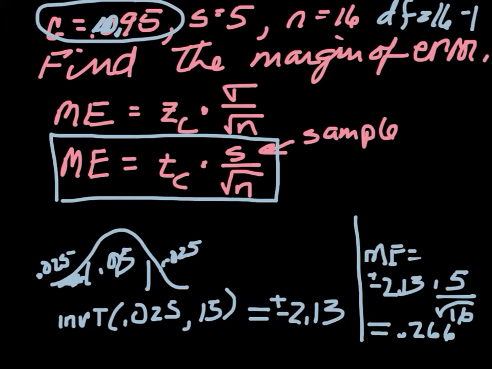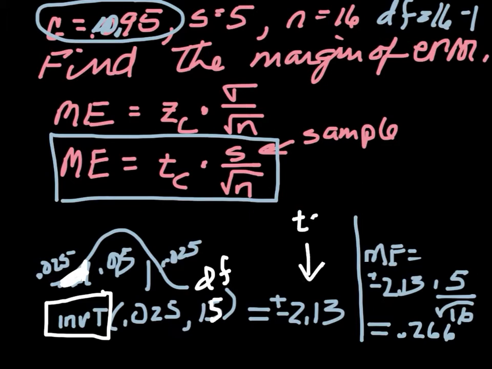And since it's a t-distribution, we can use the inverse t on the calculator. The only things we need to know are the degrees of freedom and the probability in the left tail, 0.025. That'll give us our critical t.